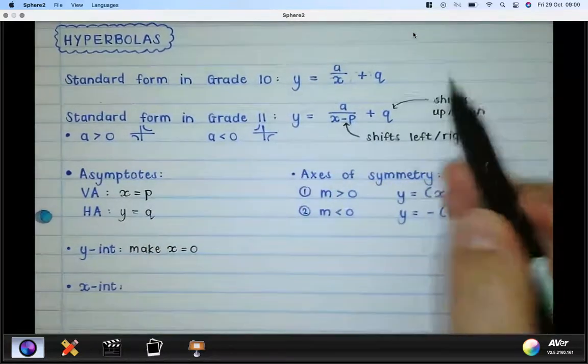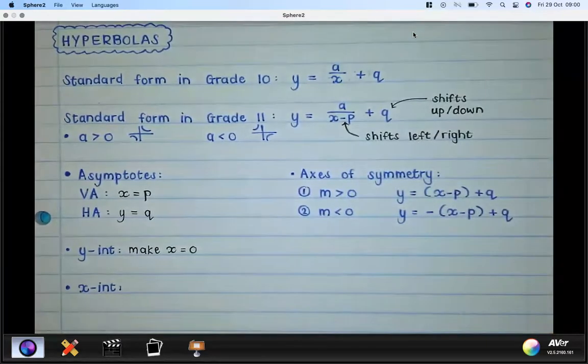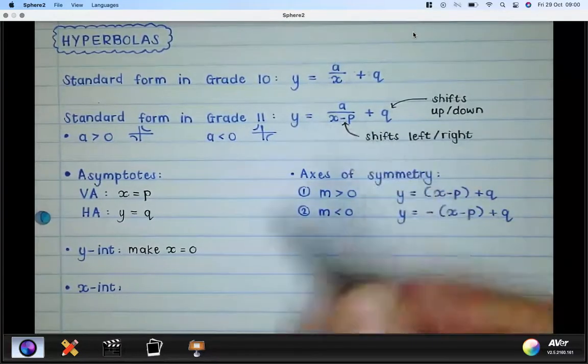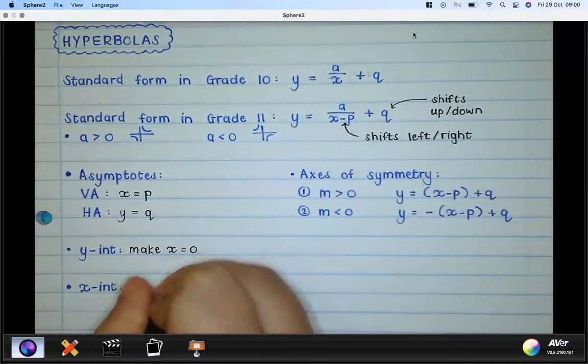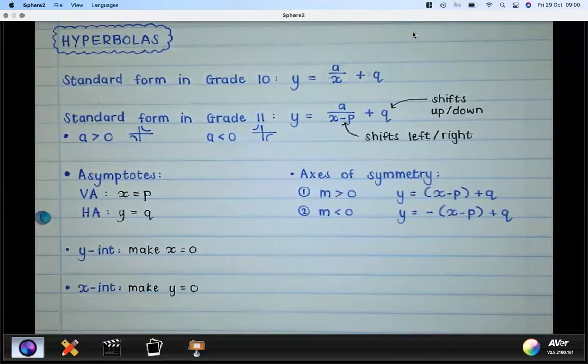Right, so if you have your equation, you're going to have a over 0 minus p plus q, and that will give you your y-intercept. To get your x-intercept, you're going to have to make y equal to 0 and then solve for x, which is a bit of a longer process, but we'll do an example, then you can see.